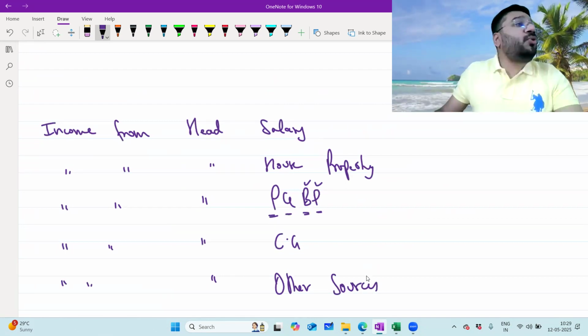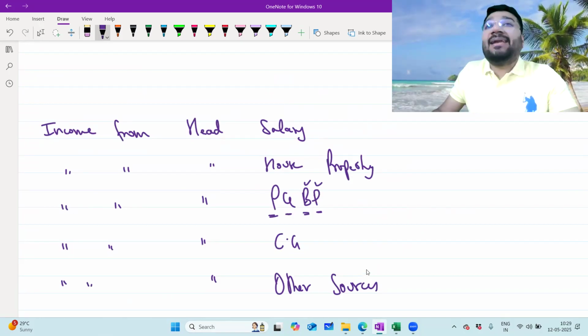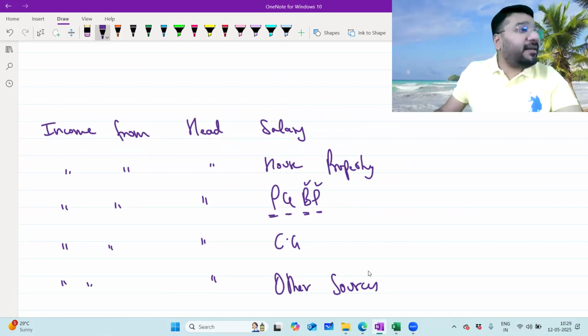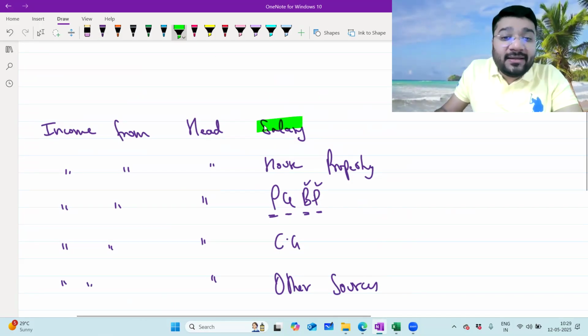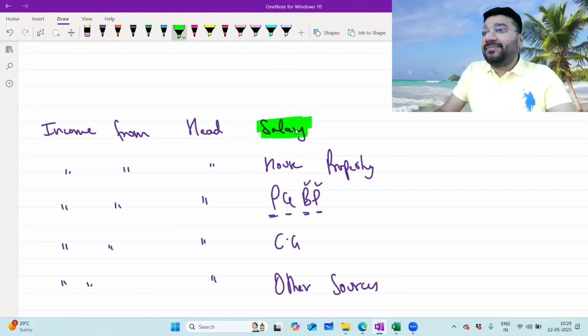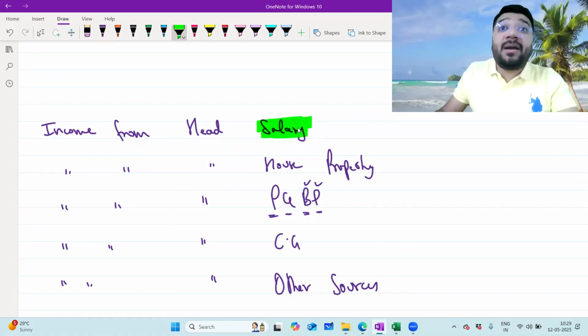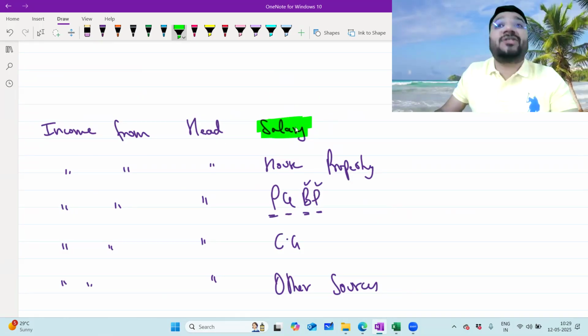If you are a person who's doing a job, what will you get in return for doing the job? You get salary. So when you're filing your income tax return, your salary income will be classified under which category? Income from the head salary. This is the category which the income tax department has given in the Income Tax Act, Income Tax Law.